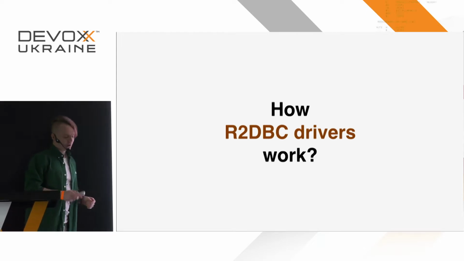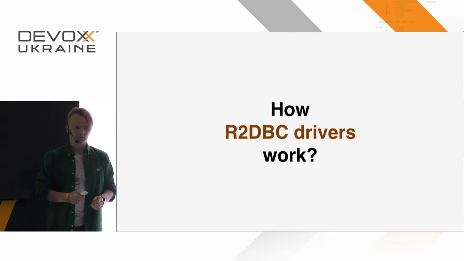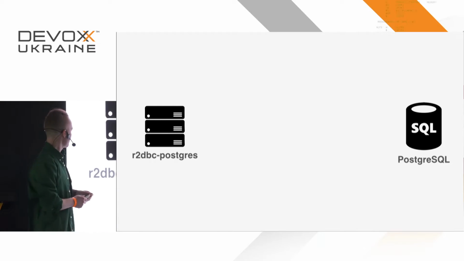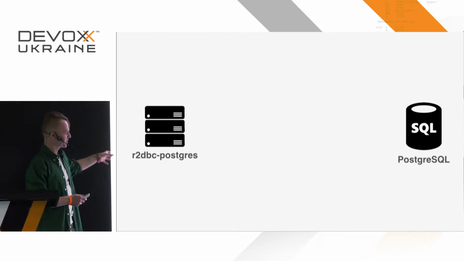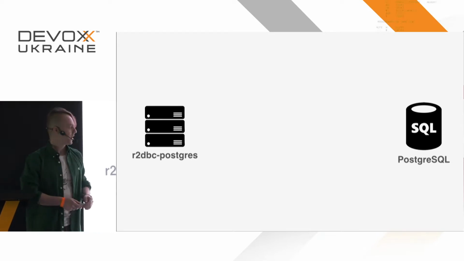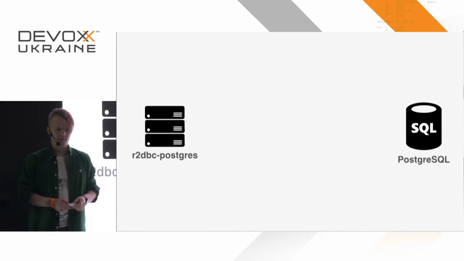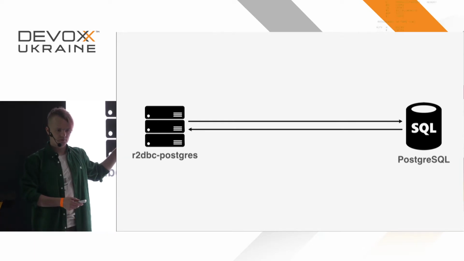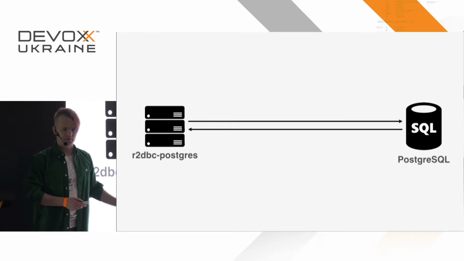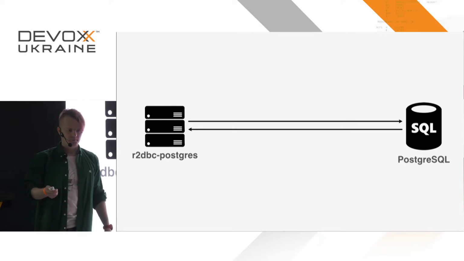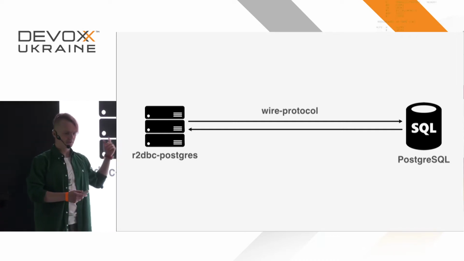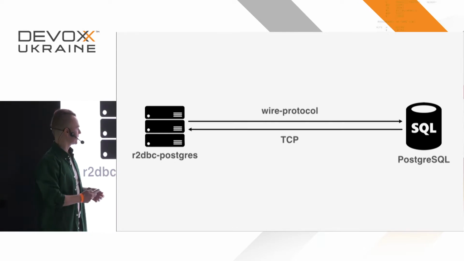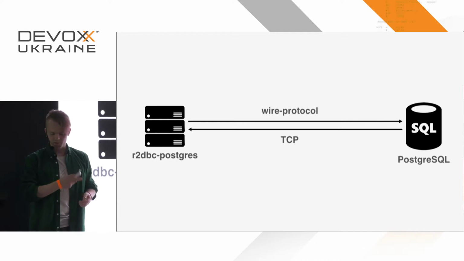Okay, let's look at how the R2DBC driver works inside. Because we want to go deeper, let's say we have a Postgres database and our application that has the R2DBC Postgres driver. Easy, yep. How should they communicate? Through the network, yeah. How is this communication called, do you know? Have you heard the word wire protocol? This is the specification of what the driver and the database interchange between each other. It's the wire protocol, and in the case of Postgres, it's TCP-based.